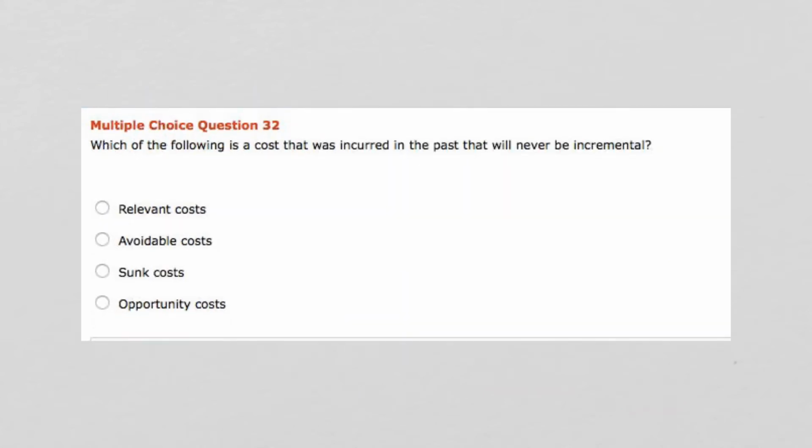All right, which of the following is a cost that was incurred in the past that will never be incremental? Based on how we started this recording, this should be an easy answer to come up with, and we already spoke about it in the first question. The key is what was in the past. It's never incremental and never even considered at this point. So that would be sunk costs. They happened in the past, they're done, nothing we can do about it.